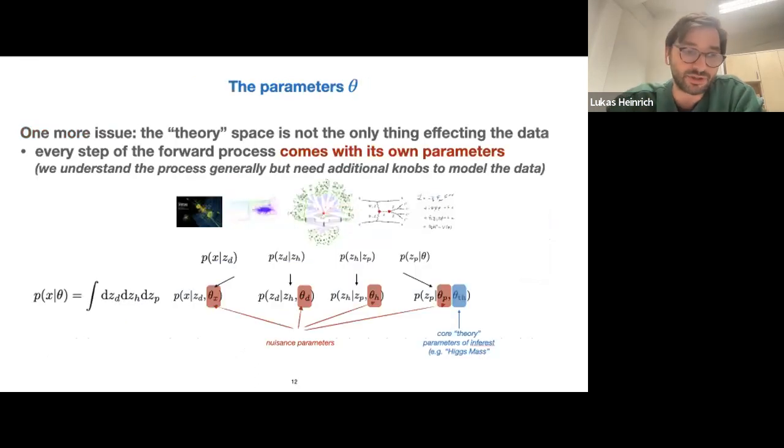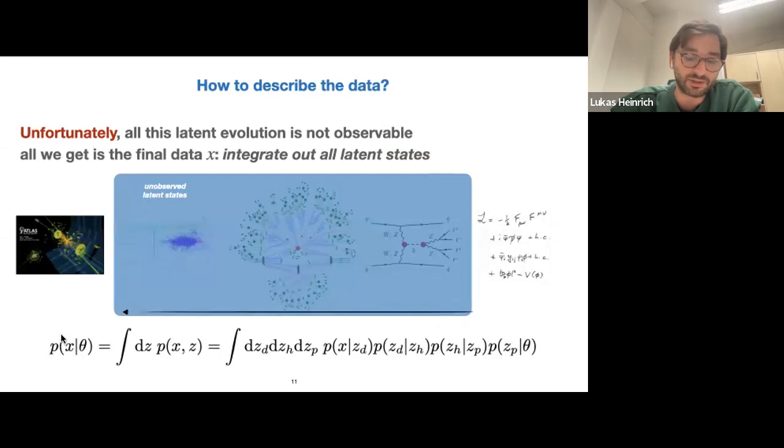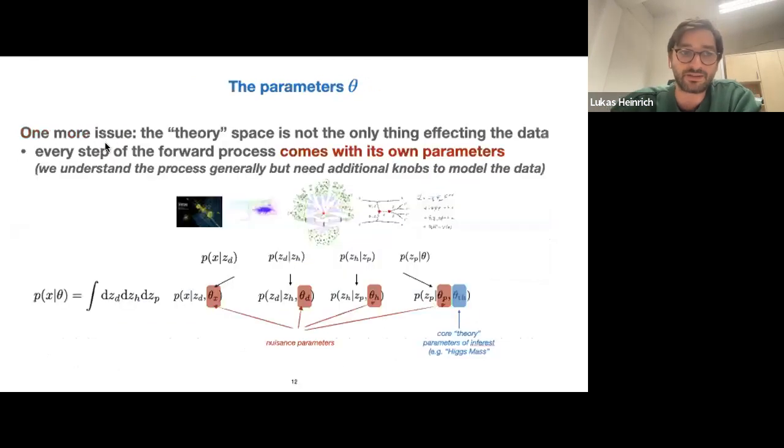Then there's one more issue. So if you look at the likelihood, you have p(x | theta). The data side is already pretty complicated, but the parameter side is also pretty complicated. So this is already a pretty rosy picture. Actually, the theory space is not only the space of core theoretical parameters, like does the Higgs boson exist? How does it interact with electrons and so on? So these are really core physics parameters.